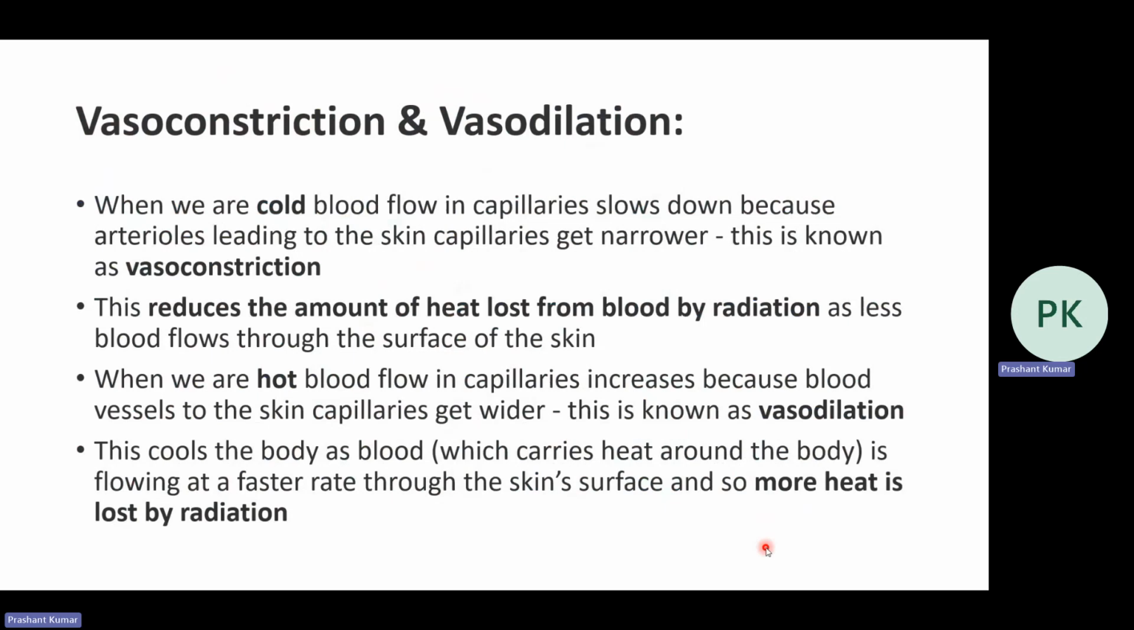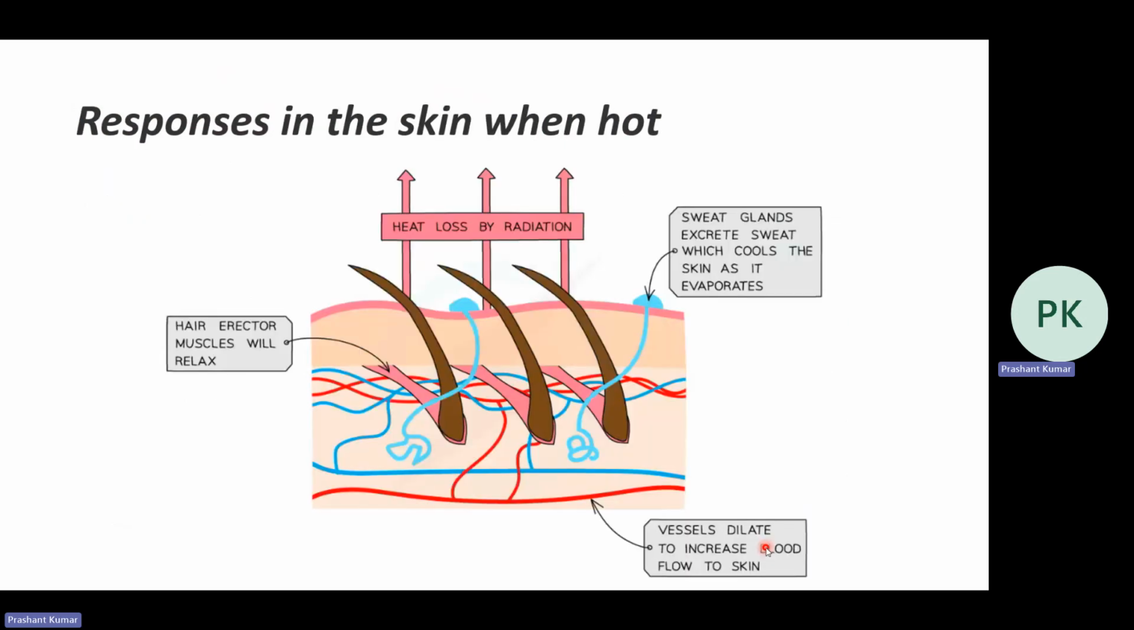And when there's vasoconstriction, there will be a reduction in the amount of heat loss by radiation. And when we are hot, blood flow in the capillaries increases because the blood vessels to the skin capillaries get wider. That's called vasodilation. This cools the body as blood flows at a faster rate through the skin surface, so that more heat is lost and the body comes back to normal.